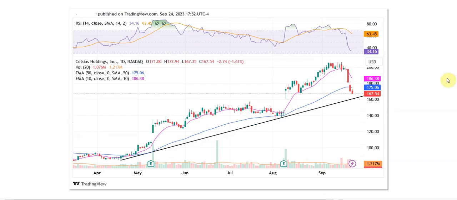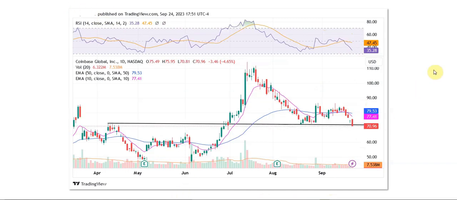Next, Celsius Holdings, CELH. Again, very similar to Abercrombie & Fitch. Upward sloping trend line, touched it several times. We are below the 10 and 50-day moving average. Not having a good week here. Still above the trend line, but not by much. RSI crashed. We're at 34. And so, again, this is that line in the sand right here, the trend line. Once it goes below that, look out.